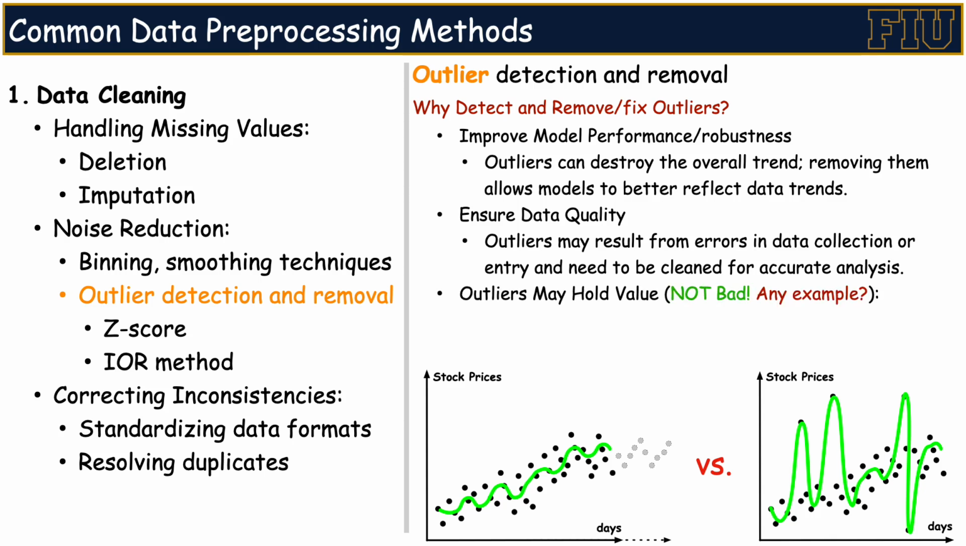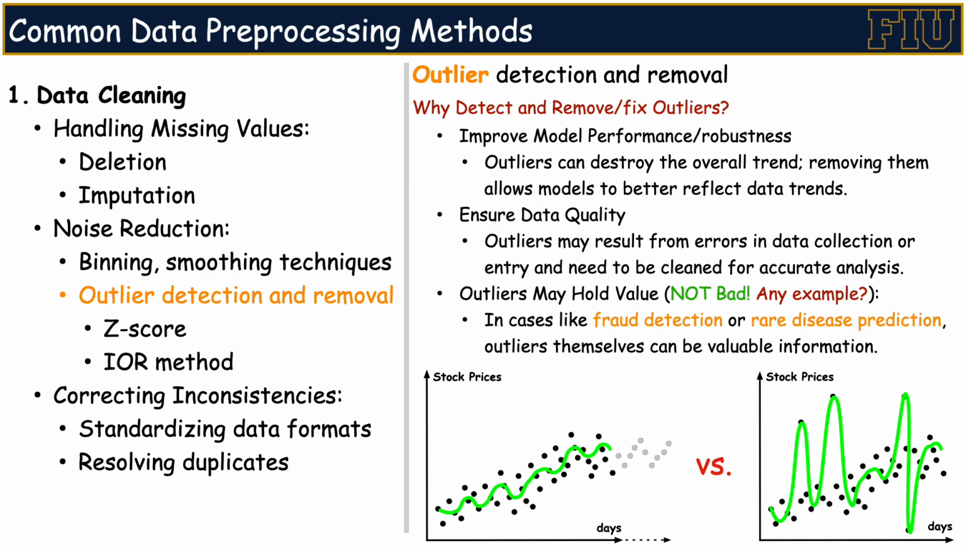One thing to note is that outliers aren't always a bad thing. In some specific applications, we actually appreciate outliers because they can contain important information. Take a moment to think, in what kinds of applications would we really care about outliers? In cases like fraud detection or rare disease prediction, outliers can be extremely valuable. In these applications, it's often the outliers that provide the crucial information we need.